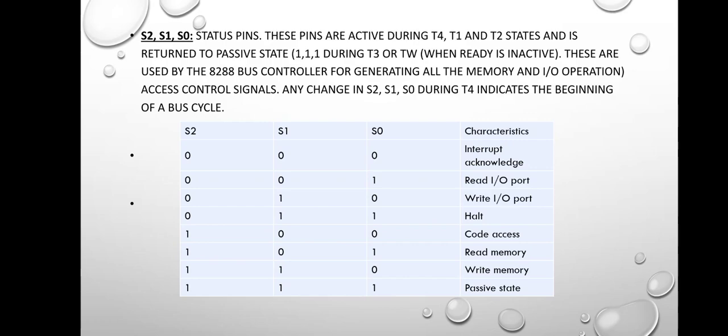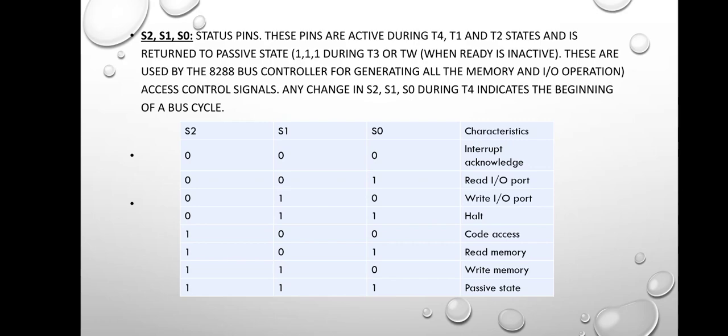And the next one is S2, S1, S0. Here S2, S1, S0 are nothing but status pins. These pins are active during T4, T1 and T2 states and are returned to the passive state, 111, during T3 or TW when ready is inactive. These are used by the 8288 bus controller for generating all the memory and input output operation access control signals.